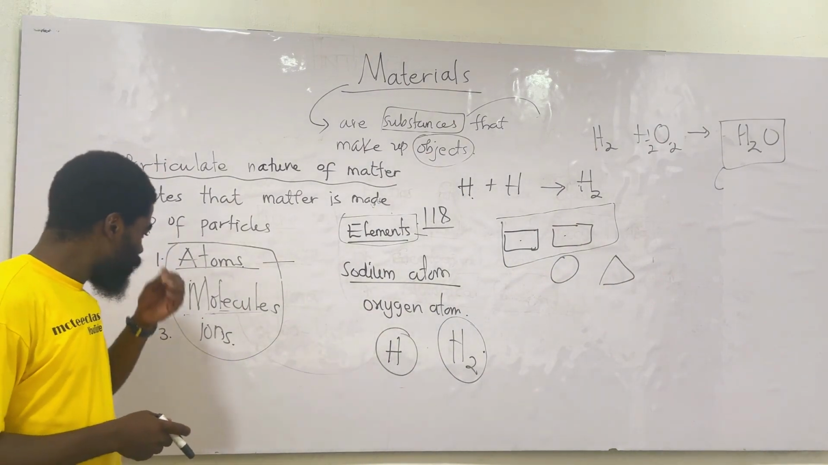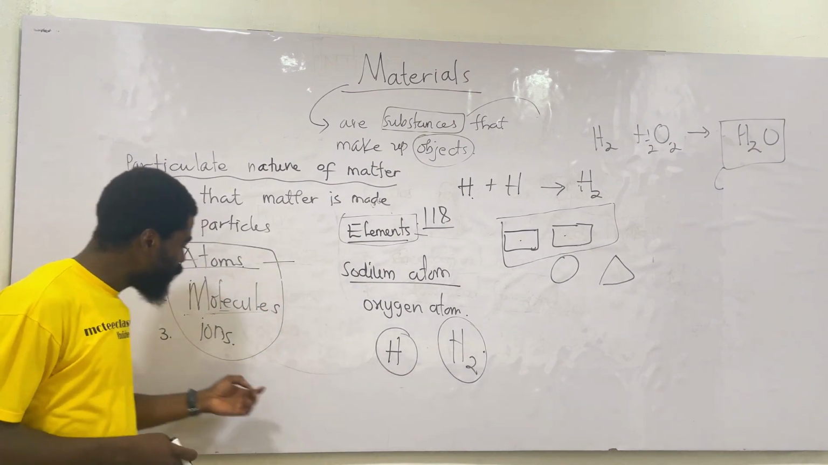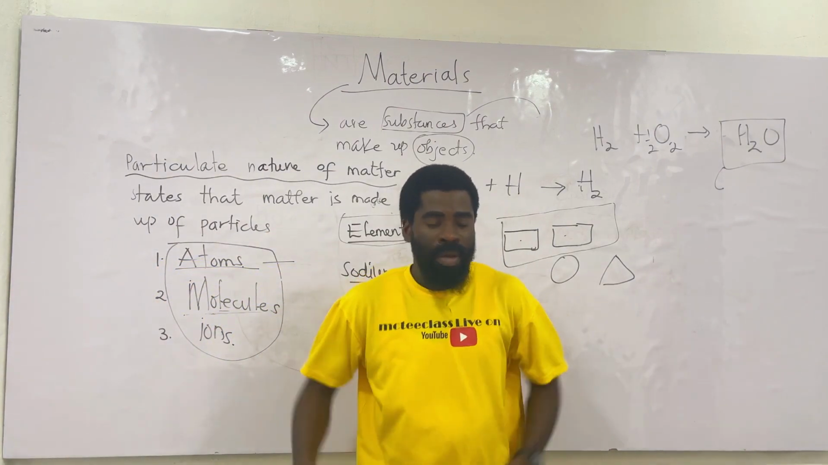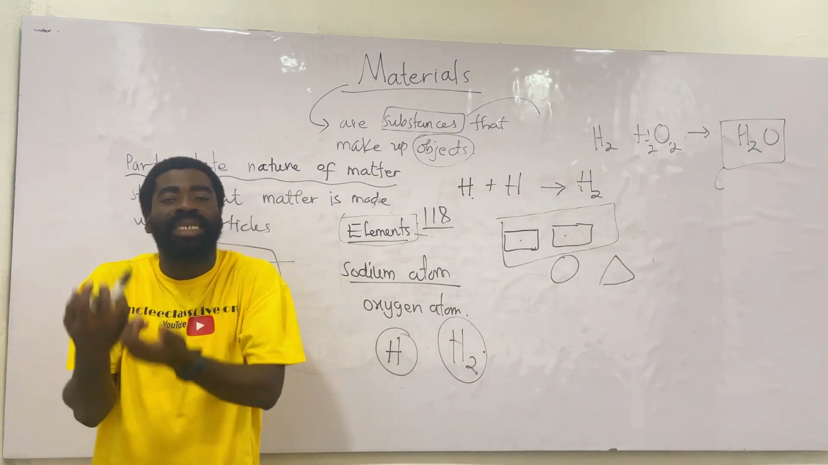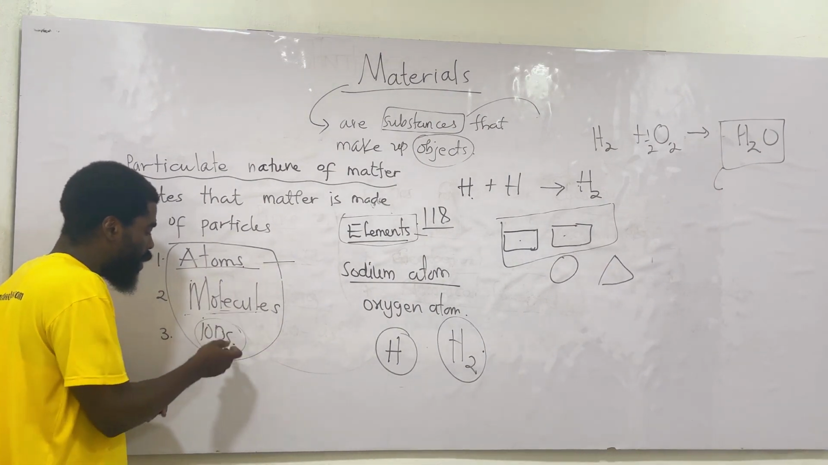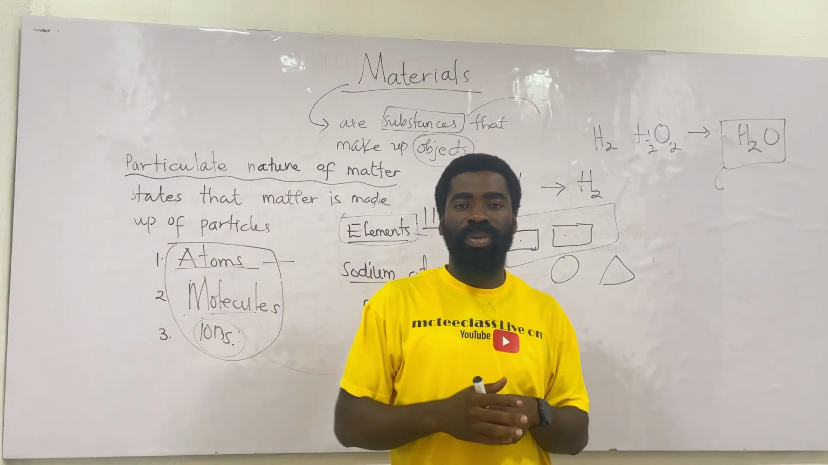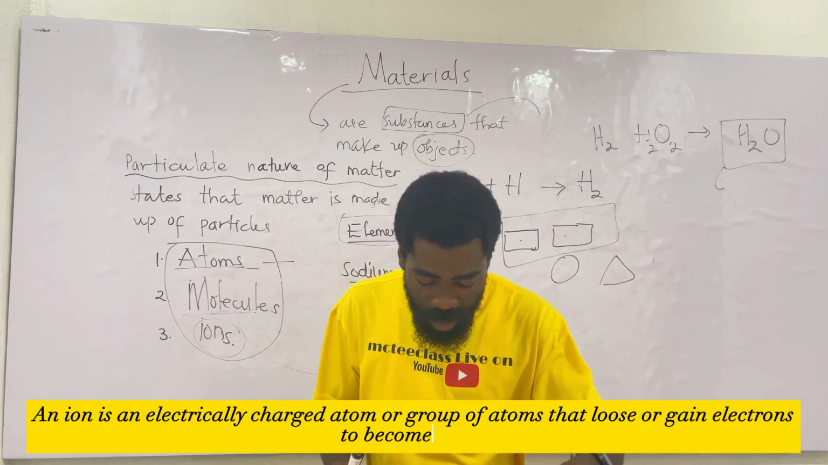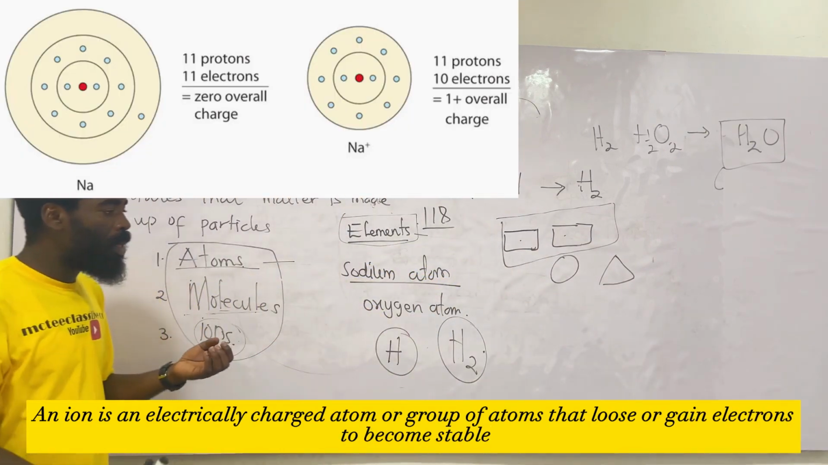Good. Then we come to ions. Anytime you charge an atom, you get an ion. So you can see what is happening here. The atom combines itself to give us the molecule, and that atom becomes charged, and we get ions. We've defined molecules already, but what are ions? Ions are charged atoms. So an ion is an electrically charged atom or group of atoms that have lost or gained electrons to be stable.